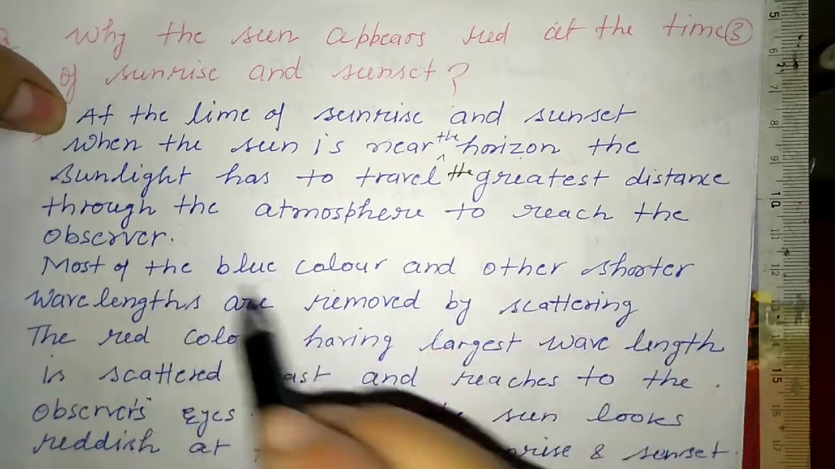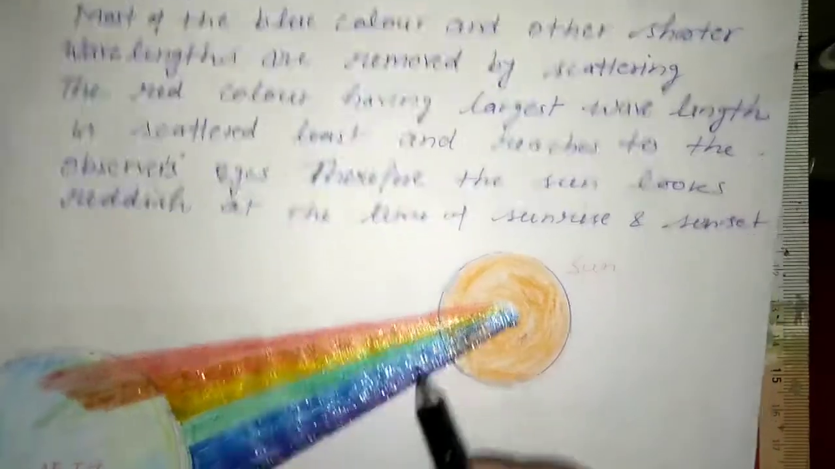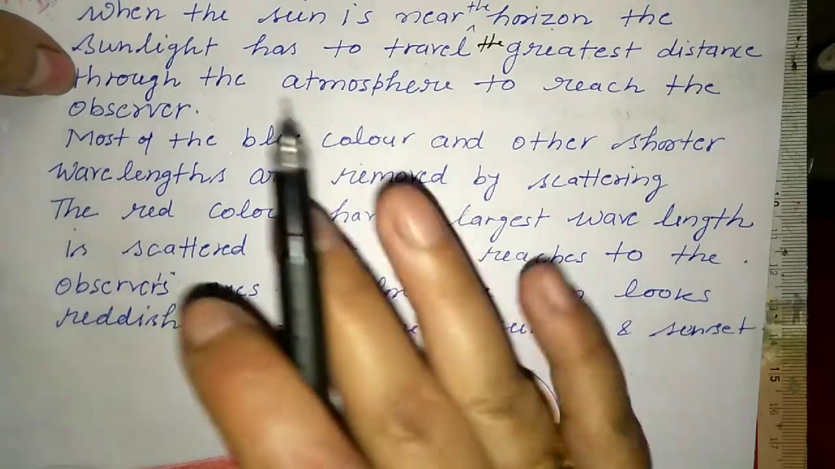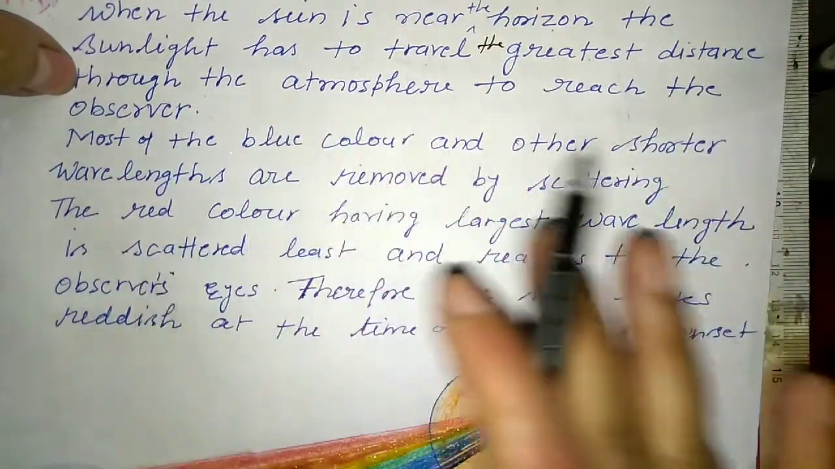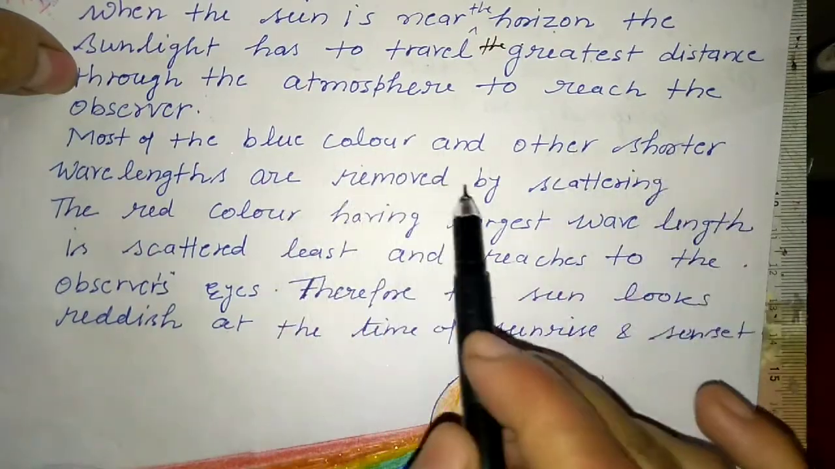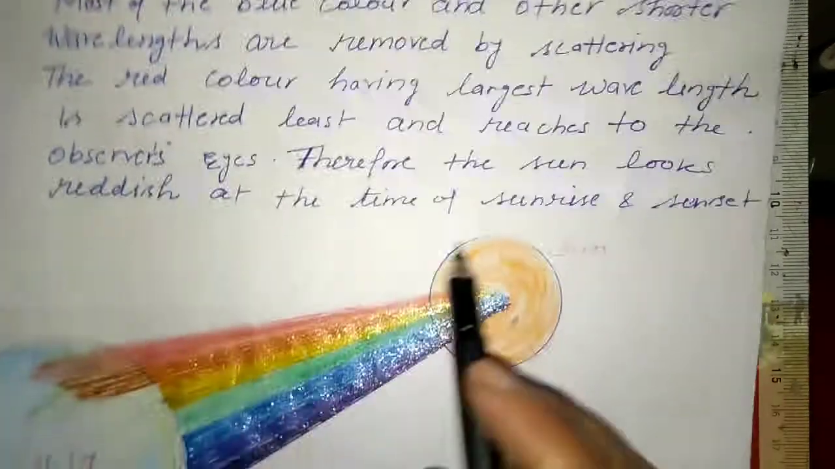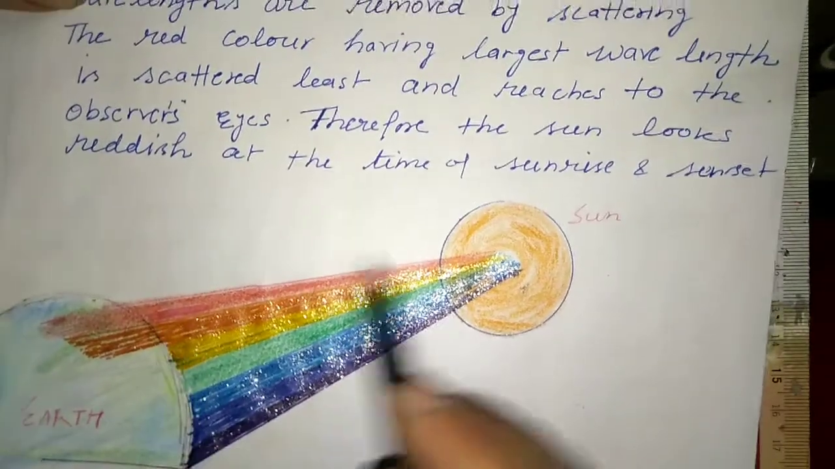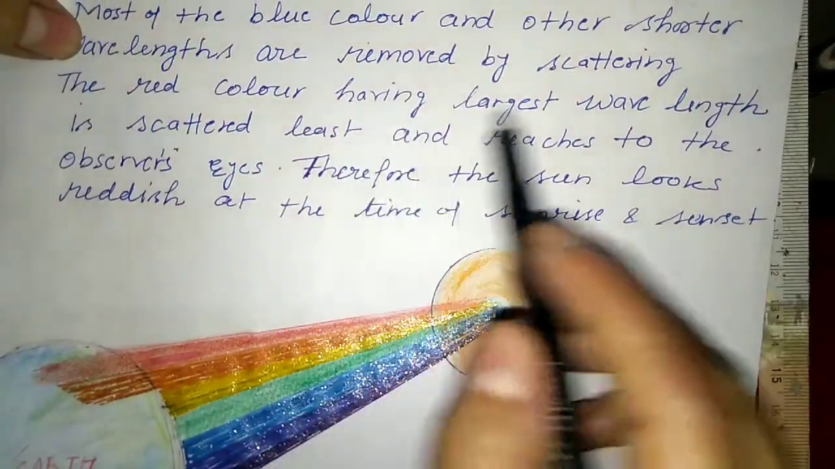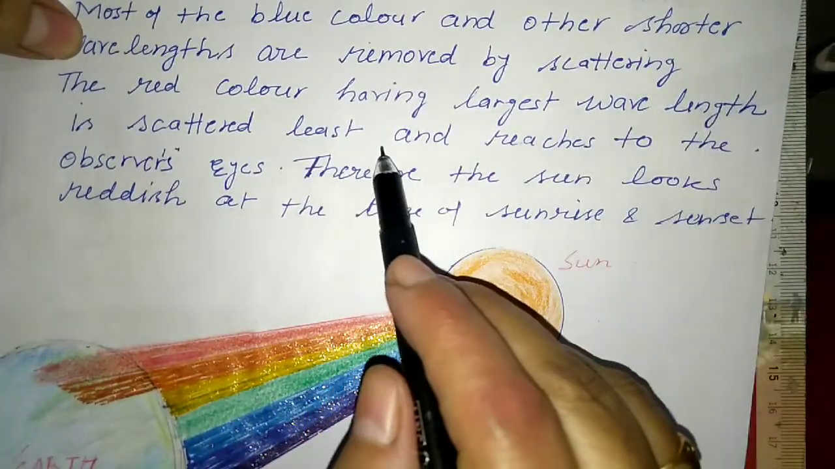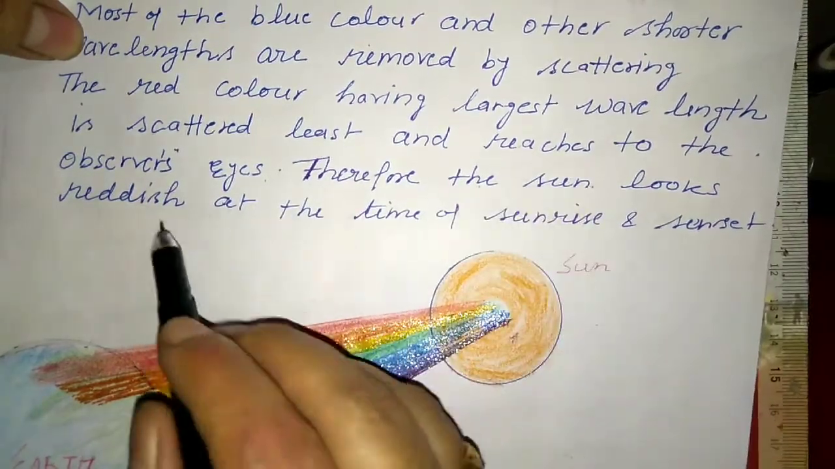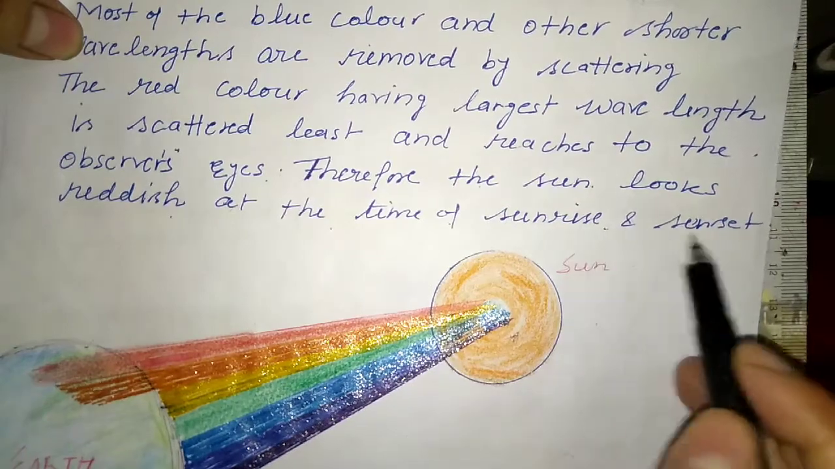So most of the blue color and other shorter wavelengths are removed by scattering. वो इतने scattered हो जाते हैं कि वो दिखाई नहीं देते. The red color, the shade of red, like the orange and red color, having the largest wavelength, is scattered least and reaches the observer's eye. Therefore, the sun looks reddish at the time of sunrise and sunset.